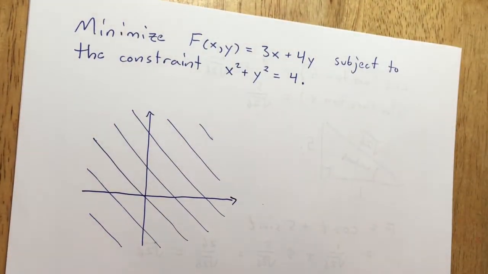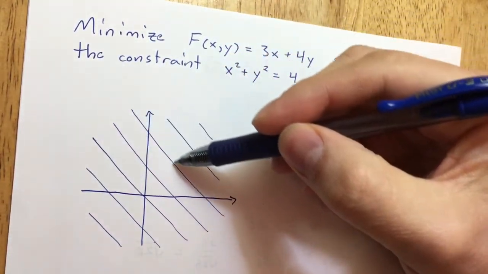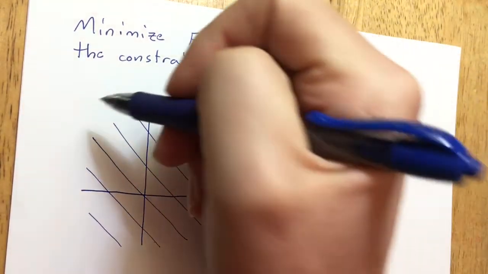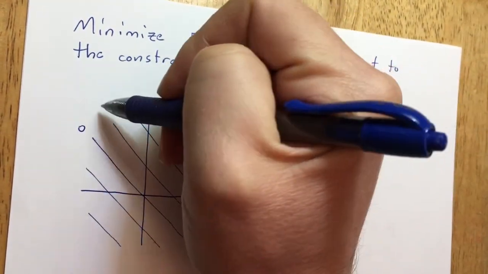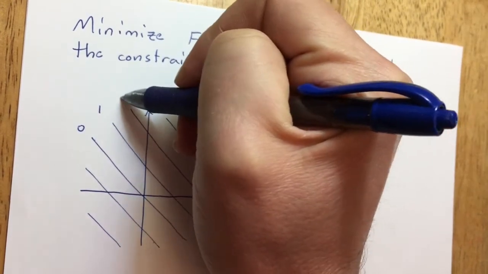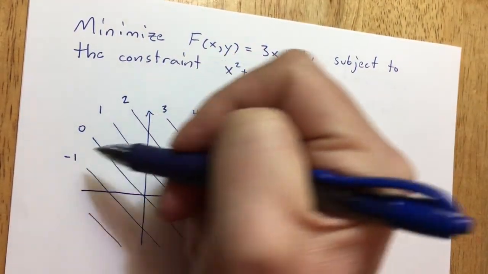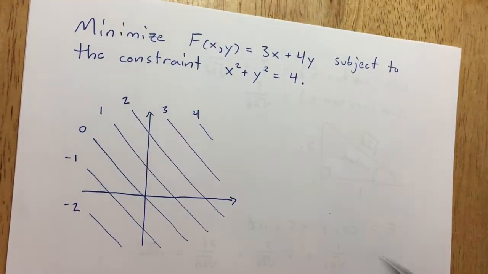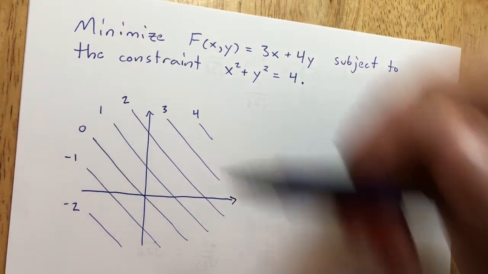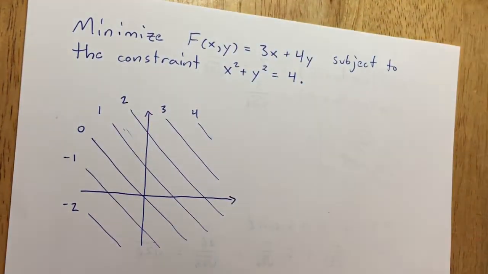So along this line the function is constant, along this line the function is a different constant. Maybe along this line the function has value 0, maybe here it has a value 1, 2, 3, 4. If I move the other direction it's -1, -2. So these are the values of my function along these curves. There are level curves in between here for values between 1 and 2, I just didn't graph them.